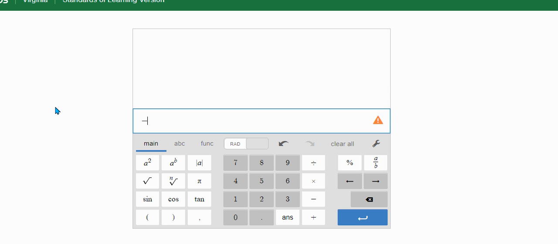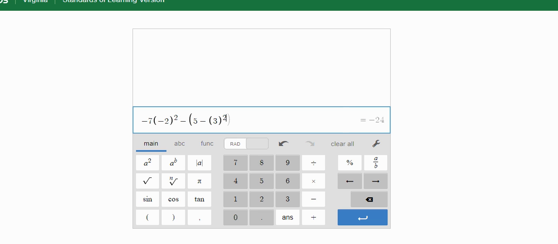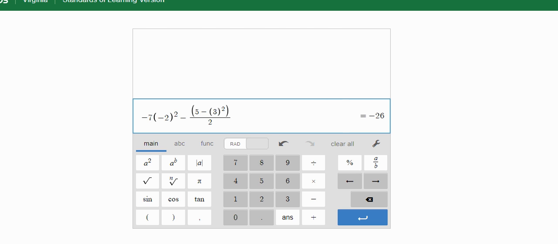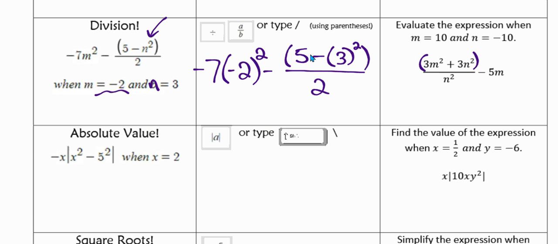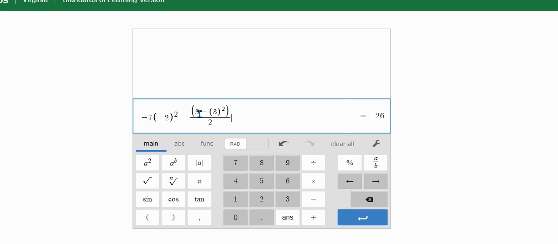So I have -7 times -2 raised to the second power minus, in a grouping symbol, 5 minus 3 squared. Close the grouping symbol, and now I'm telling it to divide that whole thing by 2. This section, 5 minus 3 squared, just that part, is over 2. That's the fraction part. That's exactly what I'm seeing here. 5 minus 3 squared, all divided by 2. That gives me my final answer of -26.